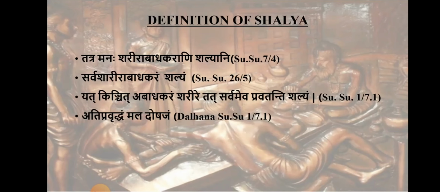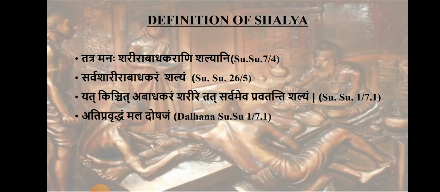Next is the definition of Shalya. You have already got the notes, I think. So in that a detailed description is given. Now I will be moving with the shlokas. It is told: tatra mana sharira abada garani shalyani, that is, which is causing abada or bada, injury or discomfort or any kind of pain to the body as well as the mind. Any substance which causes difficulty to the body and mind is called shalya.